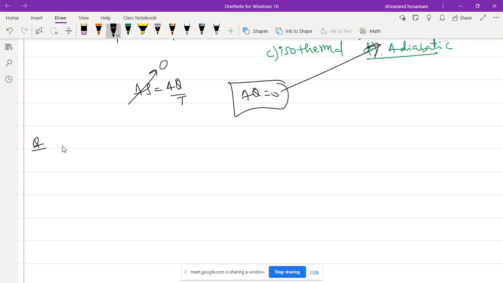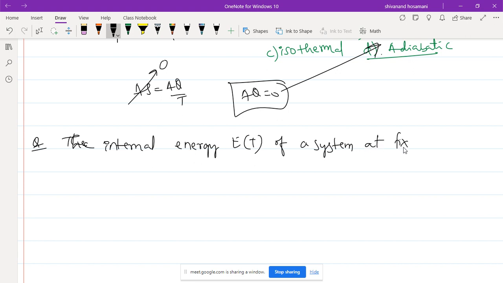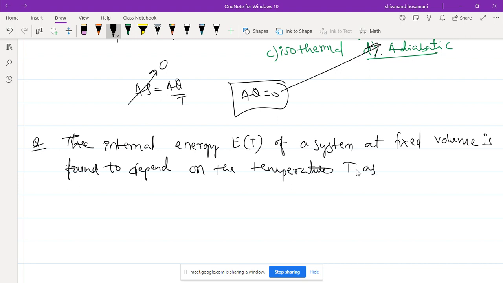Question: the internal energy E of T, of a function of a system at a fixed volume, is found to depend on the temperature T as E of T is equal to A T square plus B T power 4.